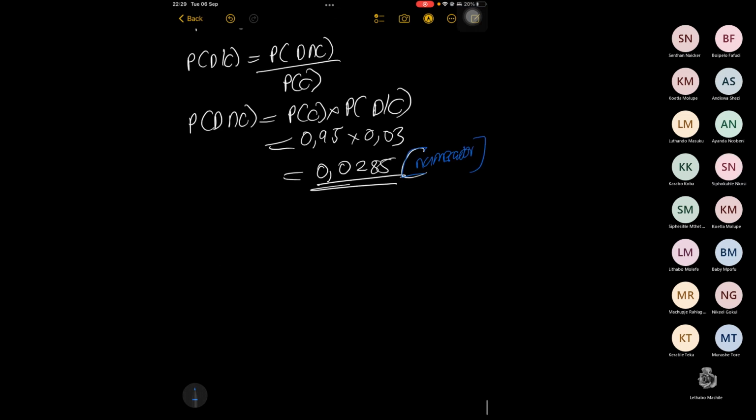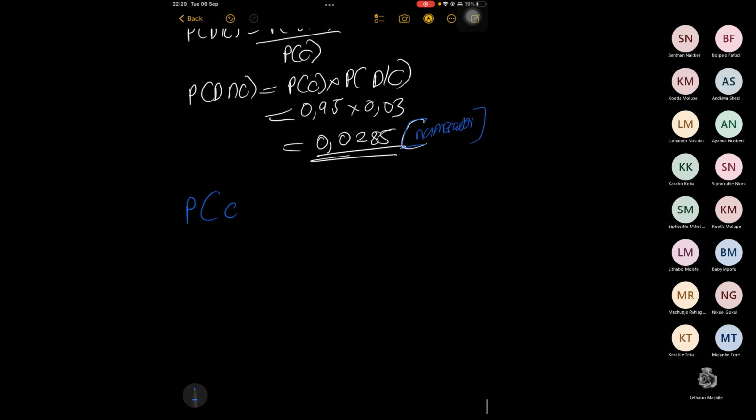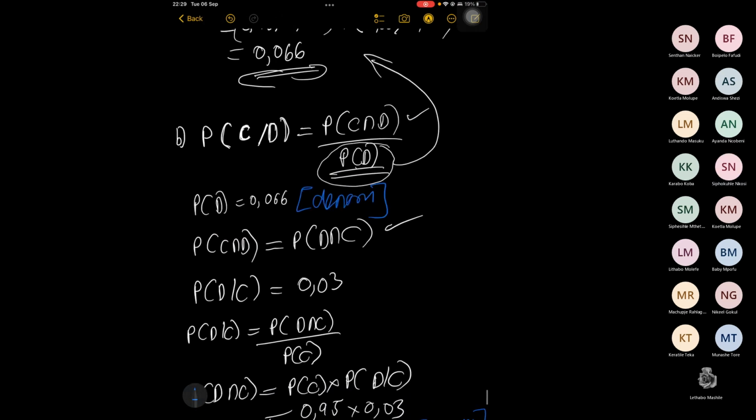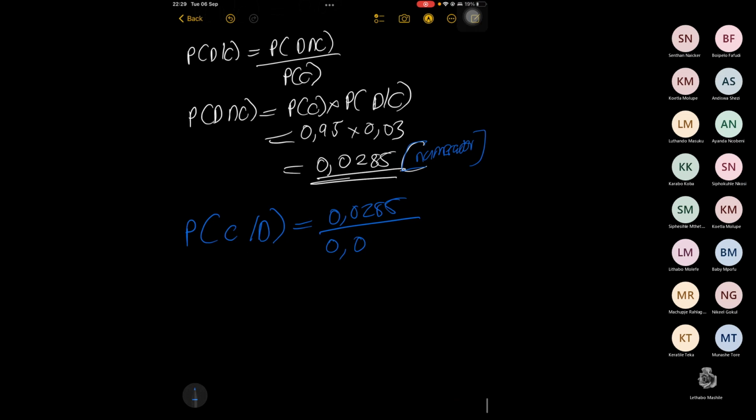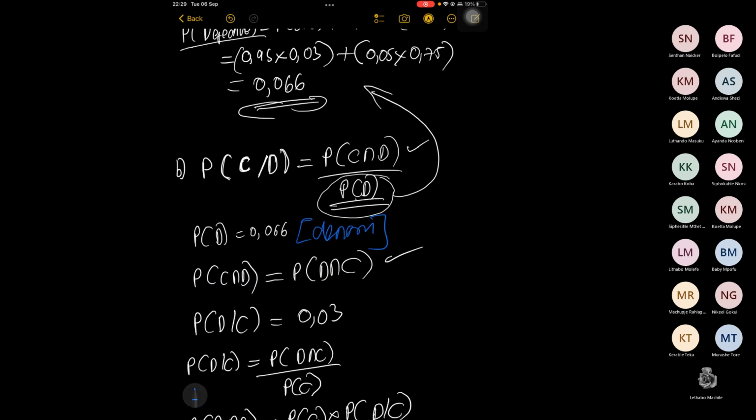So how do you calculate what you are required to calculate, which is probability of C given D? C given D is going to be your numerator, 0.0285, divided by your denominator. Where's the denominator? 0.066. So it's this divided by 0.066, which is 0.431818 recurring. And you express it in whatever form you want, with the number of decimal places that will be required of you.